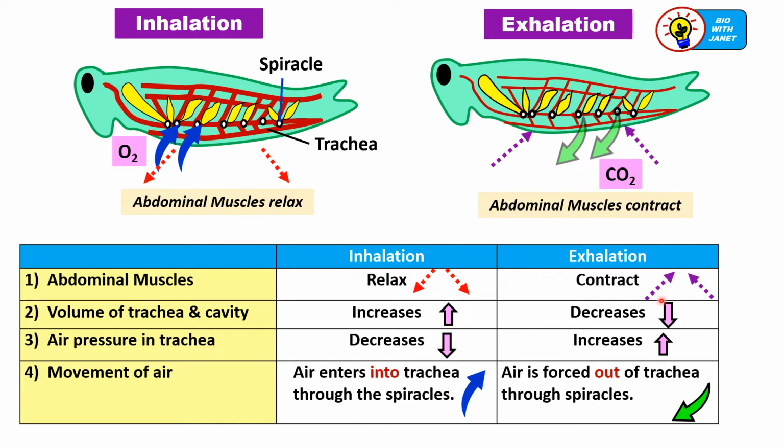So this is something like what happens when the insect contracts its abdominal muscles. It will press on the air tubes, the trachea, and cause the volume of the trachea to decrease. The trachea will be squeezed, so the volume decreases and the air pressure increases, and then air is forced out of the trachea through the spiracles. So insects don't have a nose to breathe, but they just use the abdominal muscles to inhale and exhale the air.